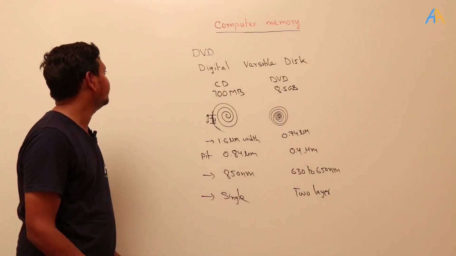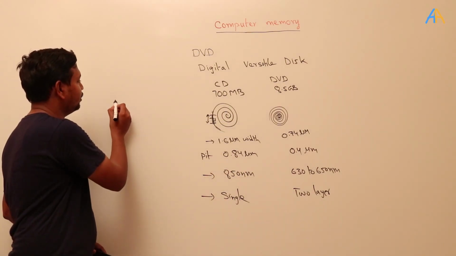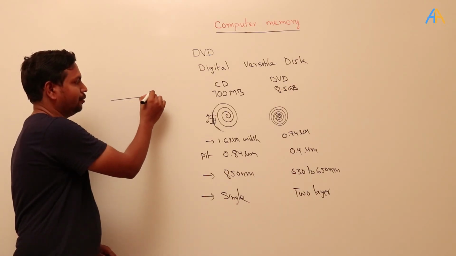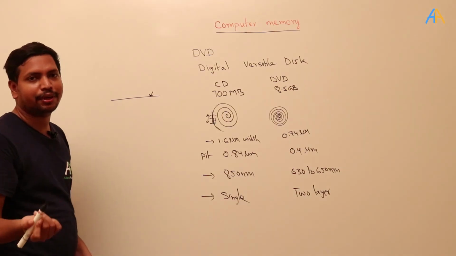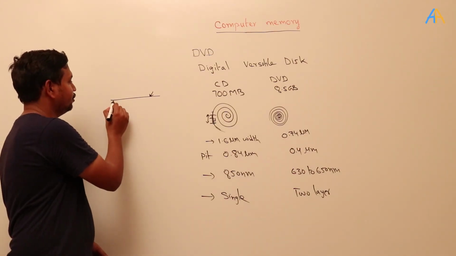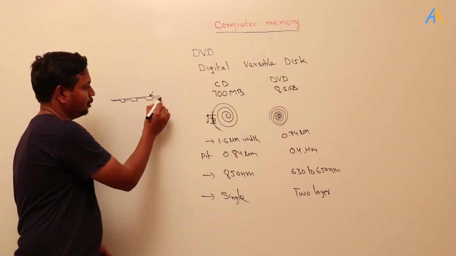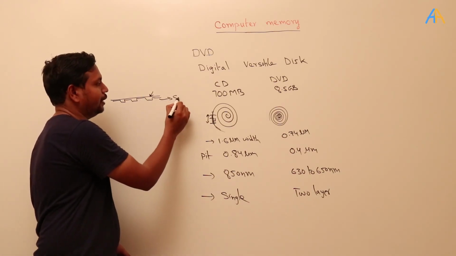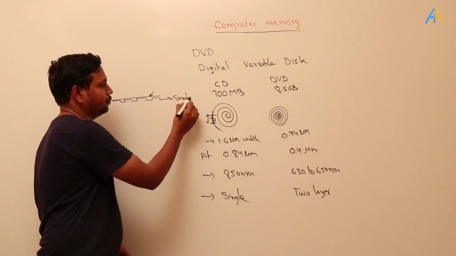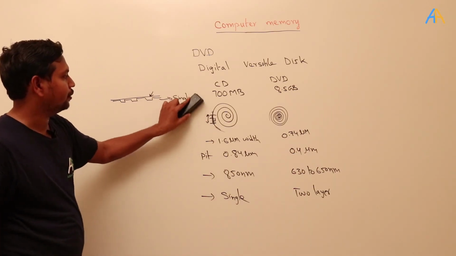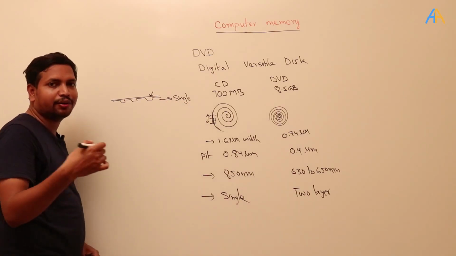Single layer means, for example, data is stored like this. This is the plastic material, upon which the pits and lands are made. So the data is stored like this. Okay, pits and lands. This is called a single layer. But in a DVD there are two layers.